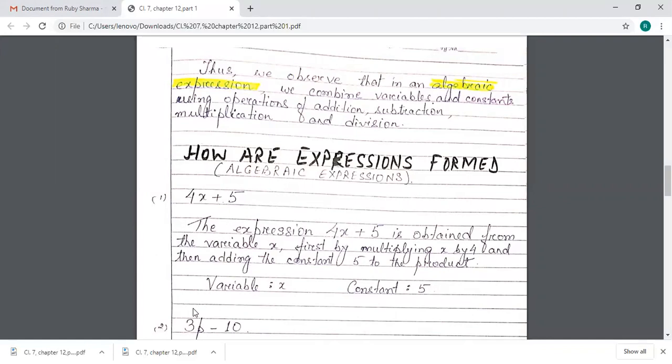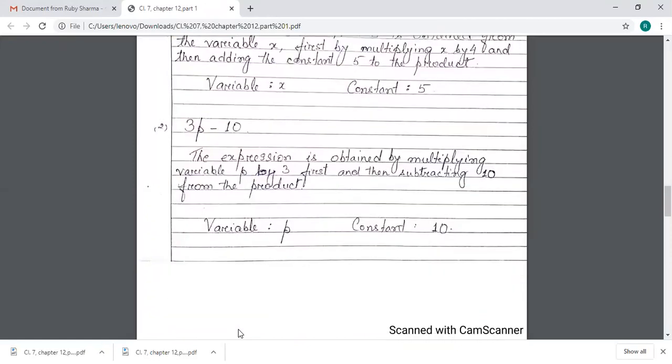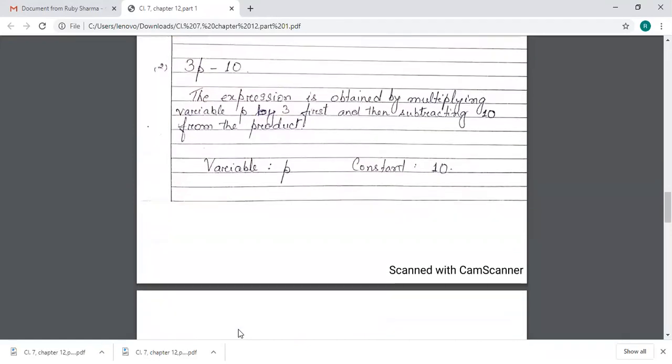So in this 3p minus 10, how is this expression formed? Here we say the variable p is multiplied by 3, and then 10 is subtracted from the product 3p. So here the variable is p and the constant is 10. The expression is obtained by multiplying variable p by 3 first and then subtracting 10 from the product. So variable is p, constant is 10. I think you've got the basic idea. Let's go through some more examples.